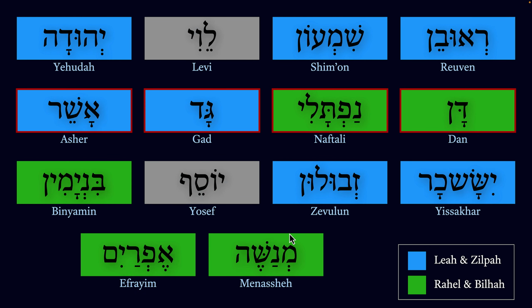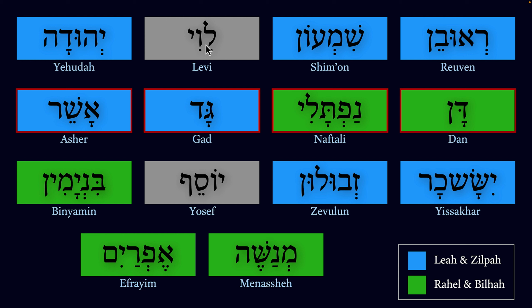Now, later on, there was a bit of a change when Joseph went to Egypt. Joseph had 2 sons, Manasseh and Ephraim, and these were owned up by Jacob as his own sons, just like Reuben would be. And therefore, instead of Joseph, we have 2 tribes counted, Manasseh and Ephraim. And so that's why I grayed out Joseph here.